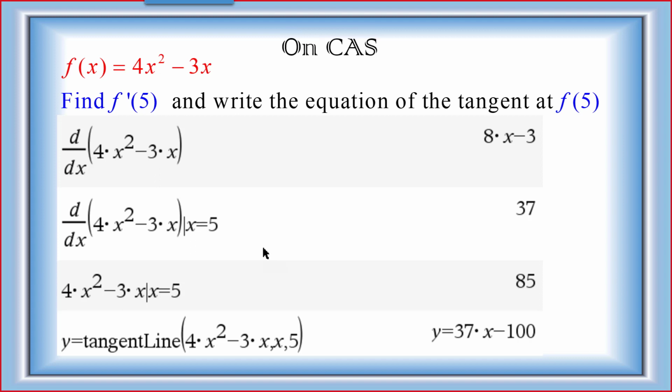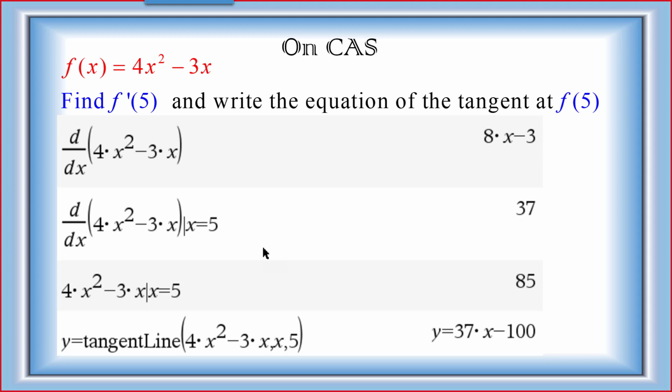Okay, so if you have inserted the derivative template, now the way you would enter it is you enter the expression in the bracket. So I've got d over dx of 4x squared minus 3x, and that gives me the derivative on CAS.